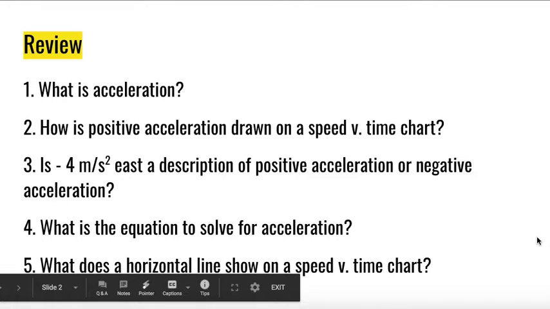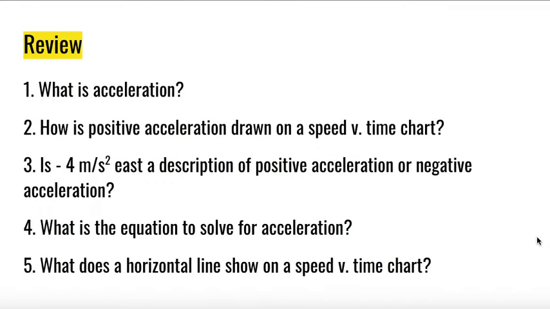What is acceleration? Acceleration is the change in velocity divided by the time it takes for that change to occur. Remember, it happens in three different ways: speeding up, slowing down, or if there's a change in direction. Number 2, how is positive acceleration drawn on a speed versus time graph? And probably answer number 5 right away too. What does a horizontal line show on a speed versus time graph?